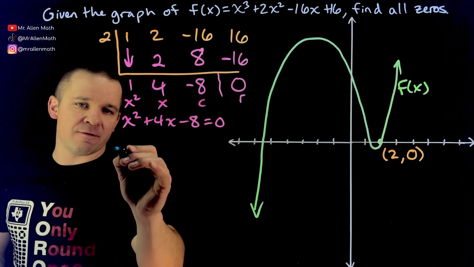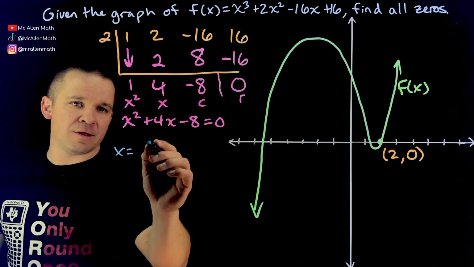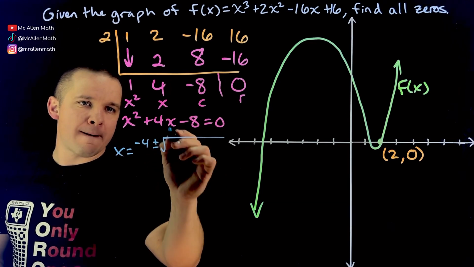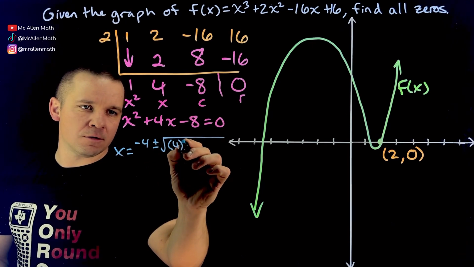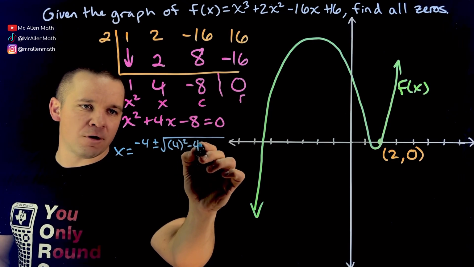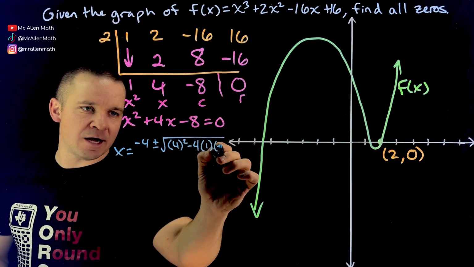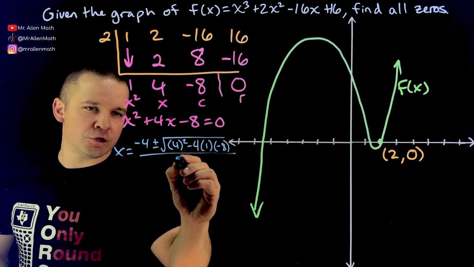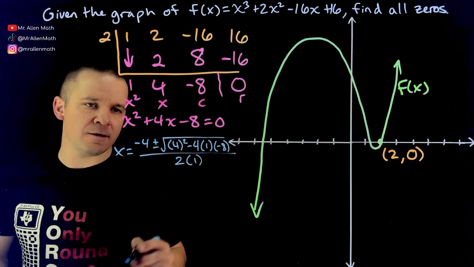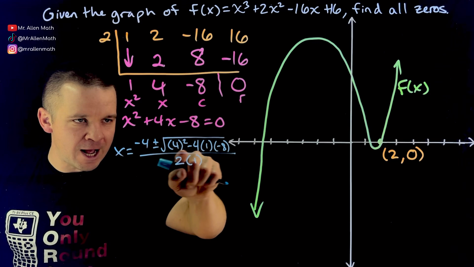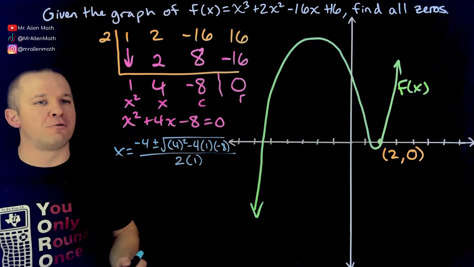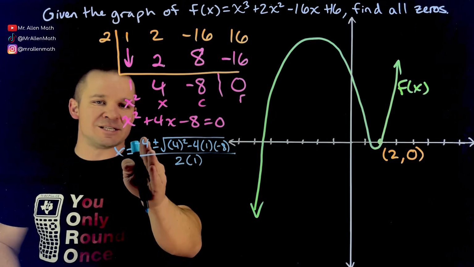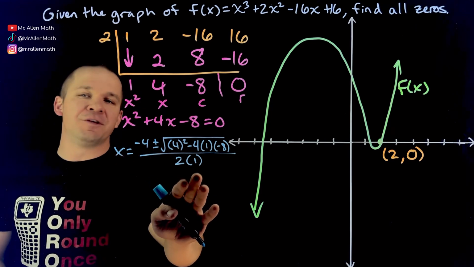So we have x equals the opposite of b plus or minus the square root of b squared, so 4 squared, minus 4 times a times c, all over 2a. So make sure that fraction goes all the way here, including that negative 4. A lot of kids just put it under the square root. That is not correct, right? Because this negative 4 is also being divided by this denominator right here.